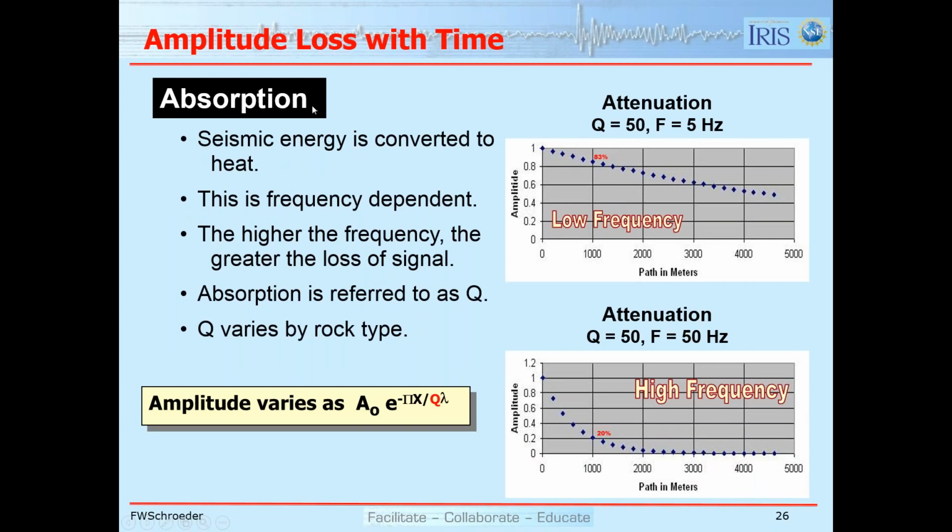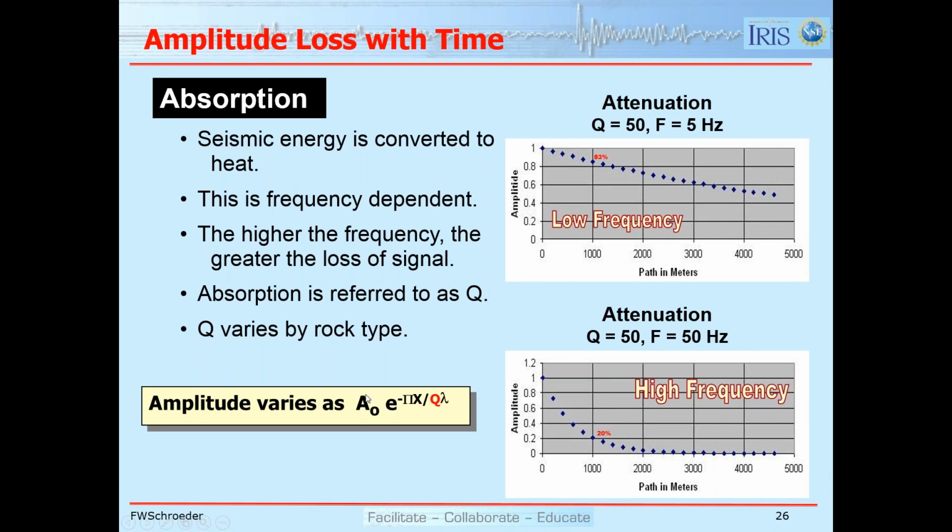We also have amplitude loss due to absorption, and that is because the seismic energy gets converted into heat, and absorption is a frequency-dependent effect. The higher the frequency, the greater the loss of signal. For the processing people, they talk about a Q factor, and that's related to this absorption phenomena. And Q, or absorption, varies by the rock type.